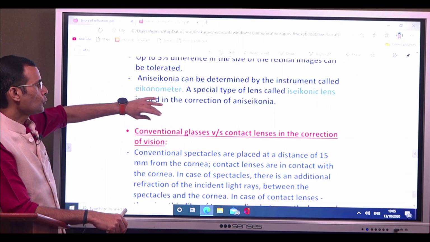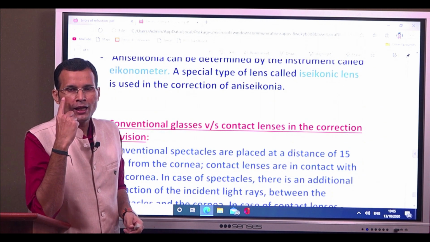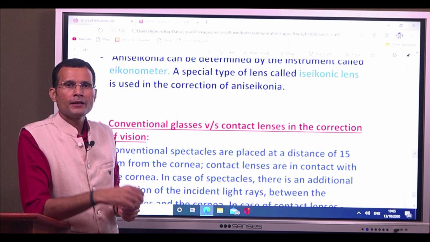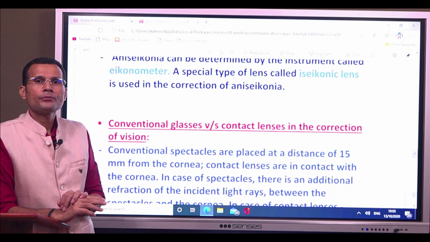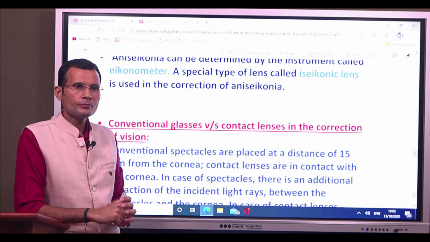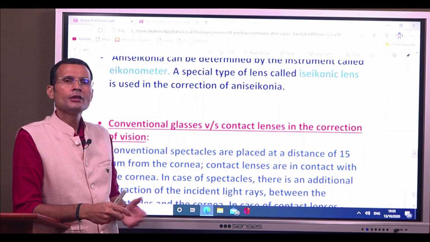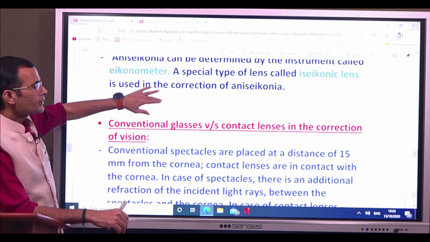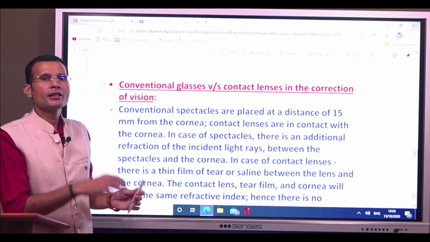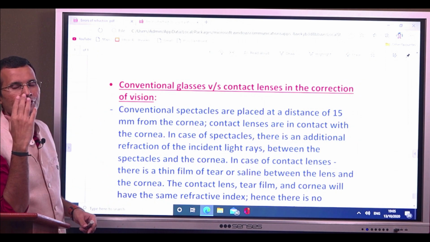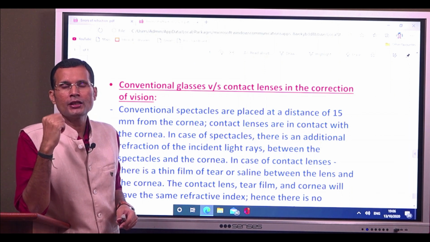So, let's just go through the last point and we will end the topic here. Use of the glasses. These are the conventional glasses, and as opposed to that, there can be use of contact lenses. So, what is more beneficial or less beneficial, and so on. Let's just see the difference between these two types of glasses. Conventional glasses are placed at a distance of 15 millimeters from the cornea. Now, basically, what are the disadvantages of these conventional glasses?